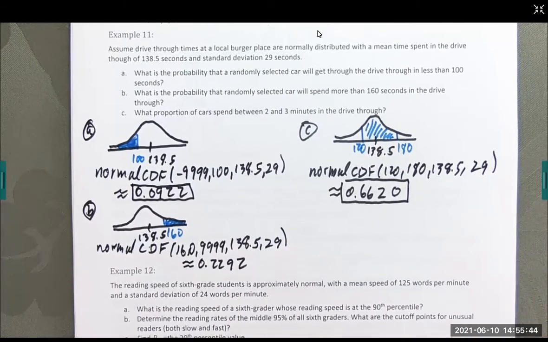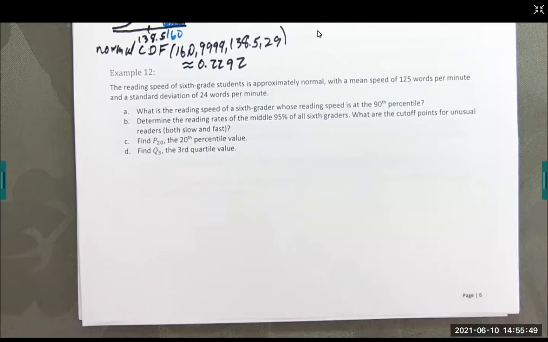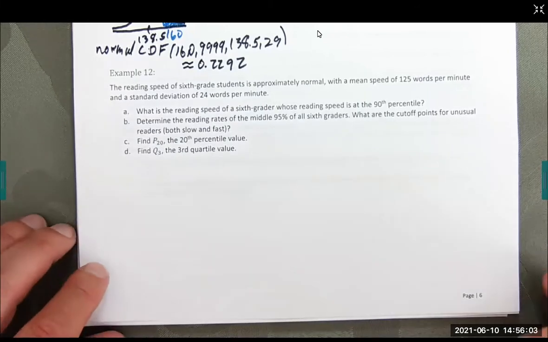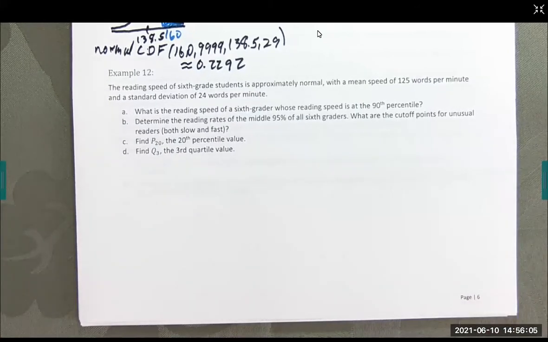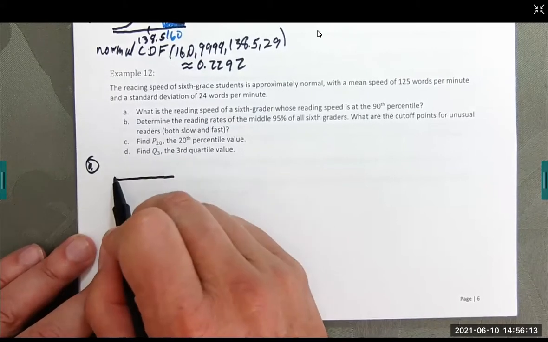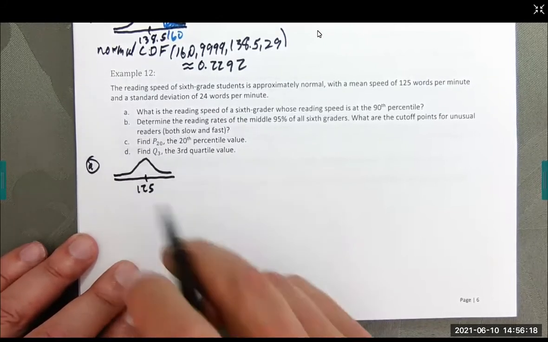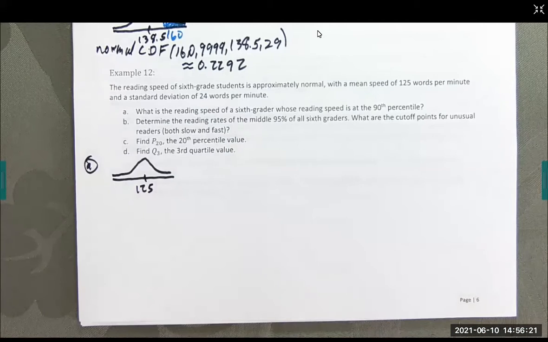All right. Next up. So we have the reading speed of 6th grade students is approximately normal with a mean speed of 125 words per minute, standard deviation of 24 words per minute. What is the reading speed of a 6th grader whose reading speed is in the 90th percentile? Now, if you remember, 90th percentile means that 90% of the students read slower than this person does. The top 90th percentile is going to be somewhere over here.